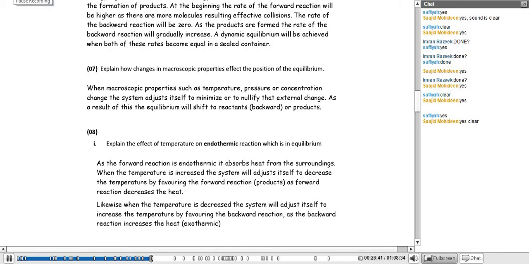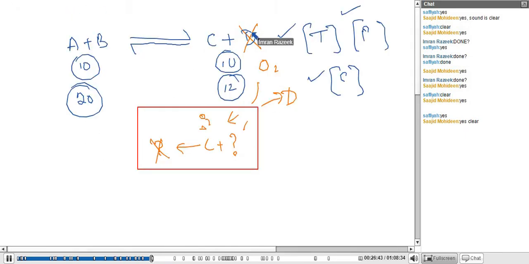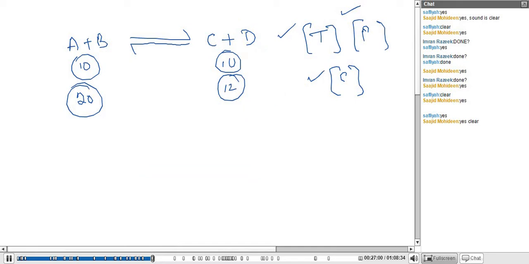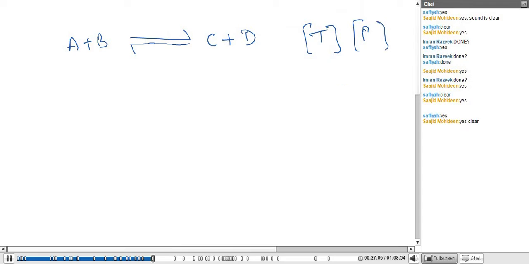This is very important. In short, we say Le Chatelier's principle, but they will not ask what is Le Chatelier's principle. Le Chatelier is the person who put forward this principle. What he said was, a system which is already in equilibrium, if you do any change in the macroscopic properties, which means temperature, pressure or concentration, the system will adjust itself to minimize or to nullify that external change.